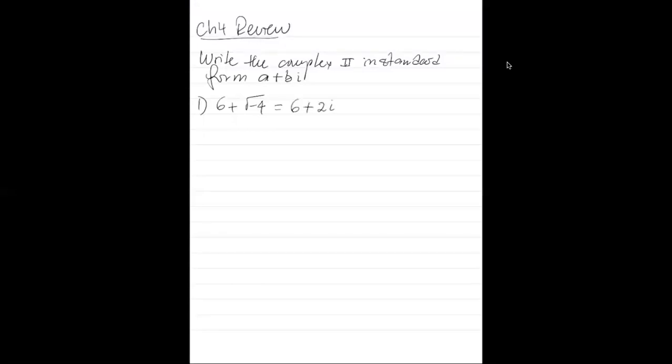Chapter 4 review. We're going to review complex numbers in standard form and then in trig form. Number 1, write the complex number in standard form. So to review, standard form is a plus bi, and our problem is 6 plus square root of negative 4. We know to write this as 6 plus 2i. We can do this slowly. Let's do the square root of 4 times square root of negative 1, which is 6 plus 2i.